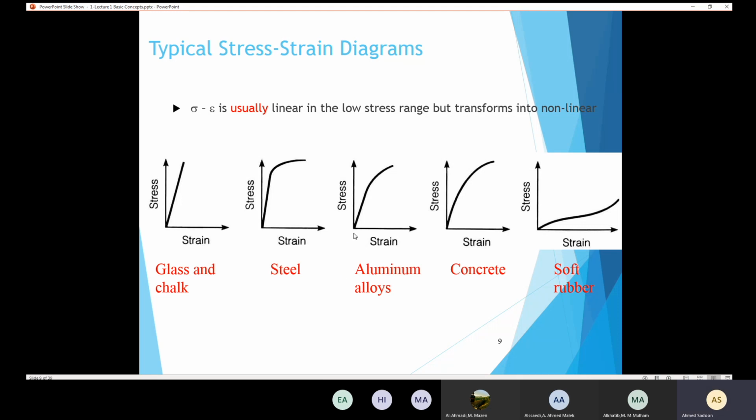For the aluminum, you are going to see a linear relation between stress and strain at that point, and then you are going to see deformation. The curve is going to be like that. And here is the stress-strain for the concrete, and here is the stress-strain for the soft rubber. If you have a rubber and you apply stress-strain, you are going to see a reverse curve. It's obvious here I'm going to have large deformation compared with the stress.